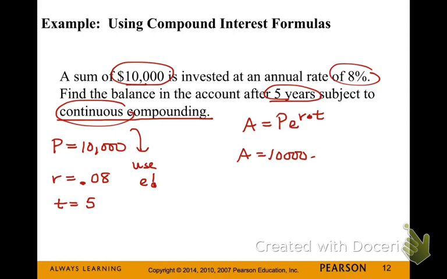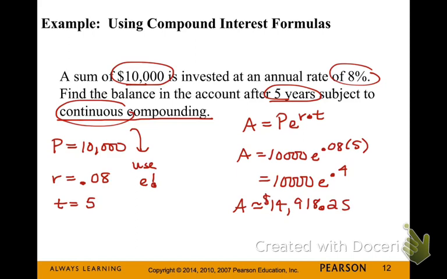And so if we plug these all into our equation, we're going to get 10,000 times e to the 0.08 times 5 power. Remember that e is still just that 2.72 that we've used before, but just use the e button on your calculator. And if we plug that in, we're going to get approximately $14,918.25, which, if we think back, was more than compounded quarterly, which makes sense because if I'm compounded more often, that means I'm getting paid more.